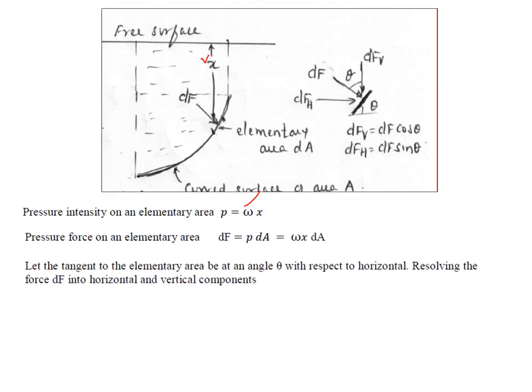Let the tangent to the elementary area make an angle theta with respect to horizontal. If we resolve dF into two components, one is the horizontal component, another is the vertical component. From this you can see that dFH, the horizontal component, is nothing but dF sin theta, whereas the vertical component dFV is dF cos theta.